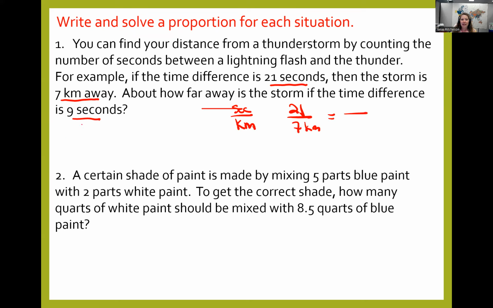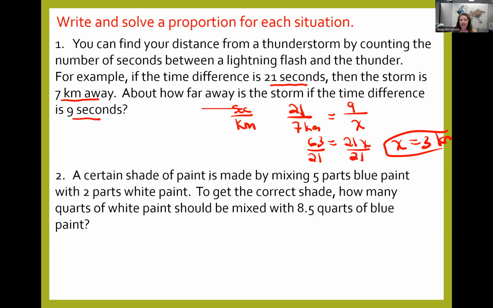So where does my 9 go? 9 what? 9 seconds. How far away is the storm? I do not know. So that's our unknown value. So to solve for x, I'm going to multiply 7 times 9. I get 63 equals 21 times x, is 21x. So I'm going to divide both sides by 21 to solve for x. And x is equal to 3 kilometers. 3 kilometers, because that's what I'm missing, kilometers.